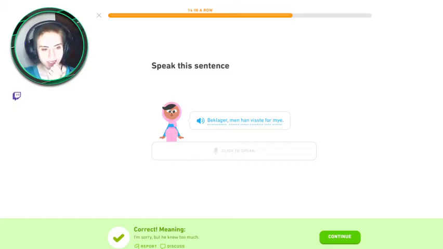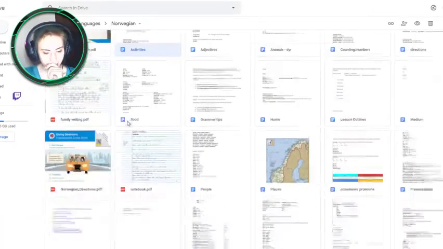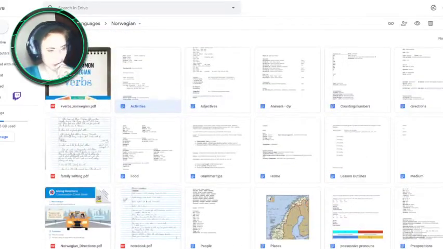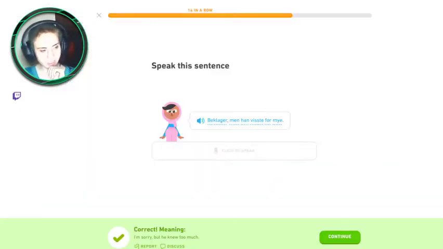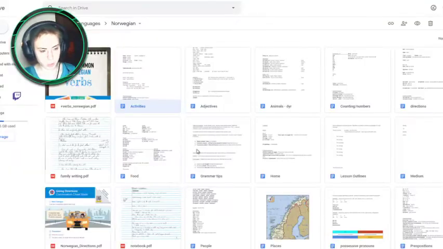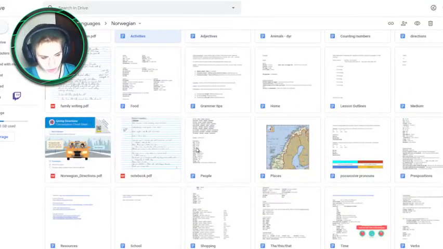I want to write that down. Oh, I don't know which category to put it under though. Like, should I make a separate one for threats or men han visste for mye? Yeah, so men is but, should put that. Was that a preposition? Something.